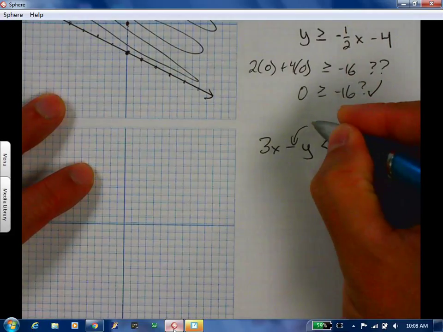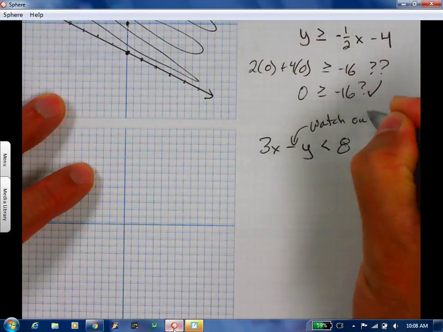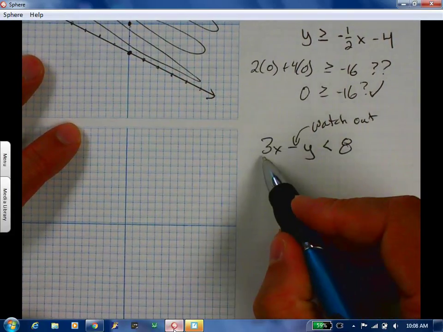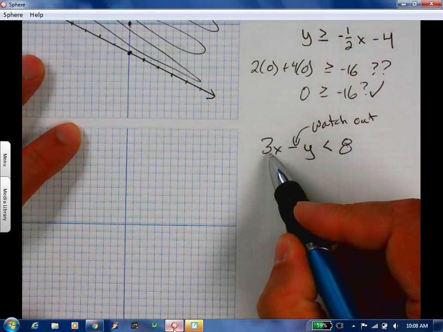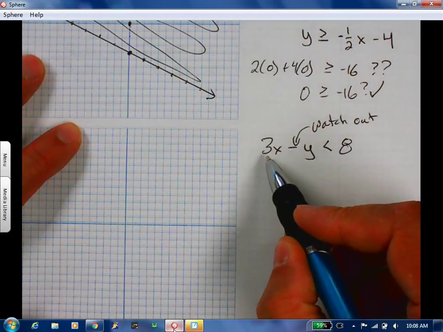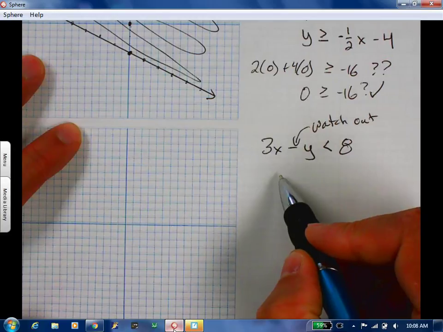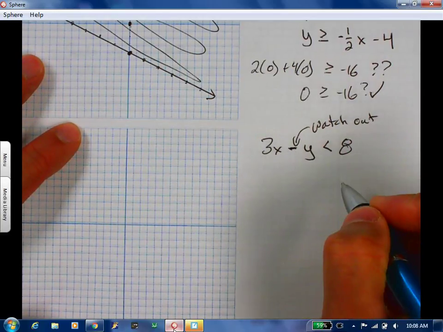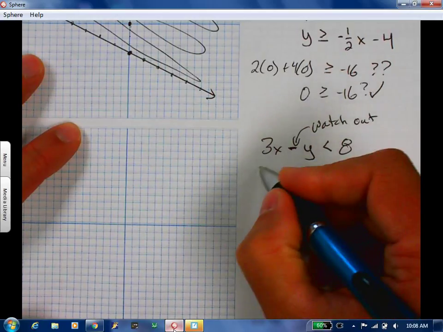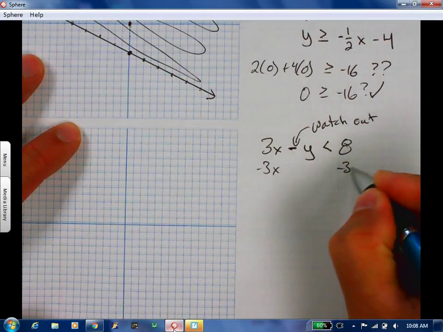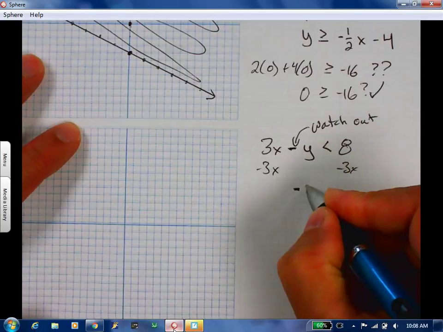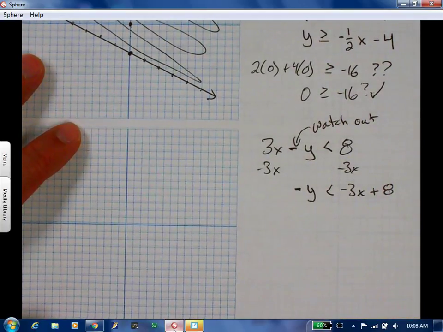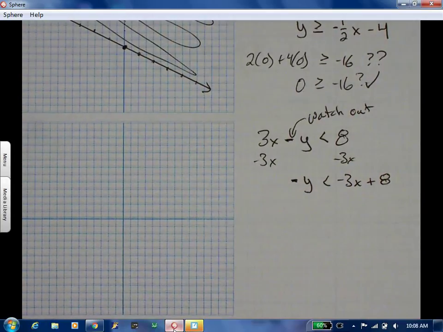This negative, this is your watch out sign. So when I take the 3x over, is the 3x going to be added or subtracted over? Subtracted. Now this y, is it a positive y or negative y? So when you subtract 3x, it stays negative y is less than negative 3x plus 8. Do not forget about that negative sign in front of it. That's a negative 1 there.